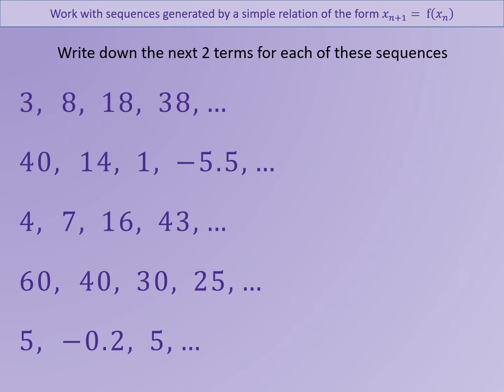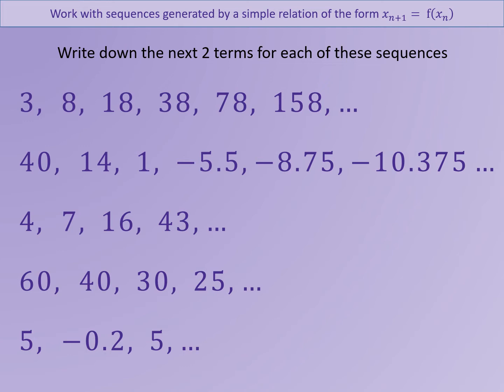So the first sequence, you may have noticed that the difference between the terms is doubling each time, or you may have found another rule. Following this pattern gives us the next two terms, 78 and 158. For sequence 2, you may have noticed that the difference each time is halving, so it's going down by 26, then down by 13, and so on. Again, you may have found another rule, which we'll look at in a minute. This gives us the next two terms here.